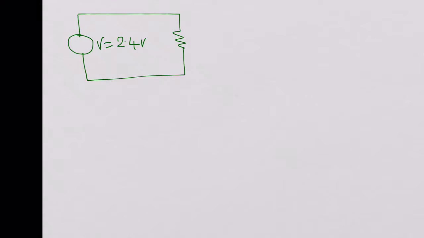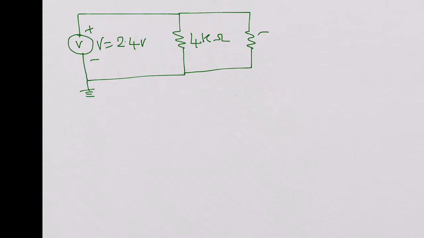Let's take an example of a circuit. Say V is 2.4 volts, and then you have two resistors across it. This is the V source, and one resistor is 4 kilo ohms. The other resistor is 6 kilo ohms.